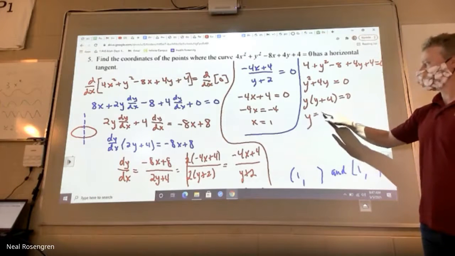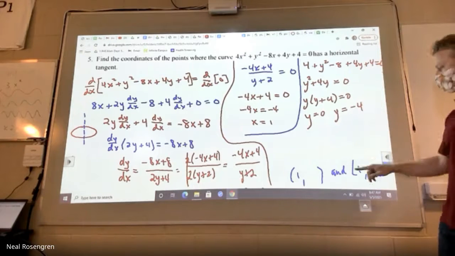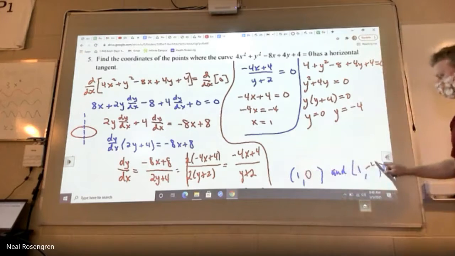Set them both equal to 0. 0 and -4. (1, 0) and (1, -4). 2.